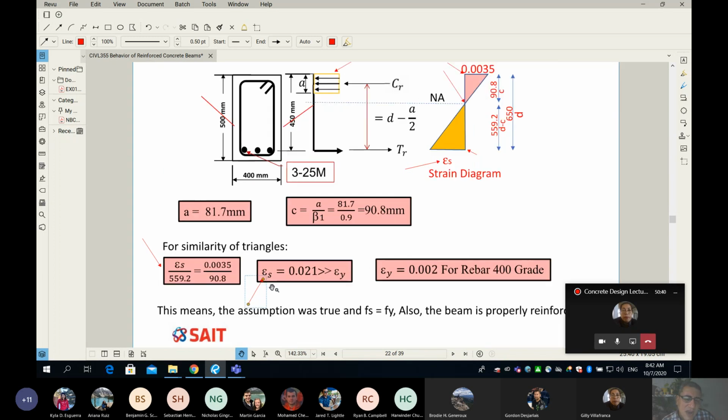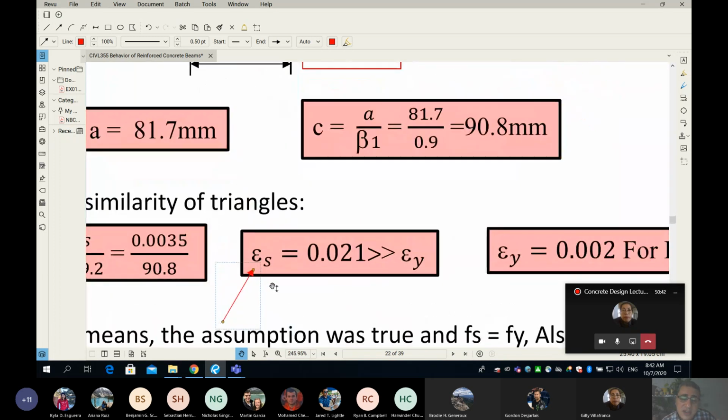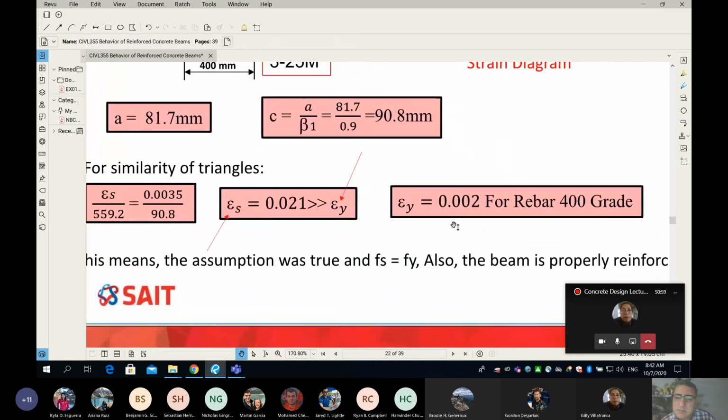Now we found the strain in the steel equal to 0.021. Very simple. All you have to do is compare this number against your epsilon yield. And guys, remember, I mentioned it here probably once and for good. Epsilon yield is equal to 0.002 for rebar grade 400.